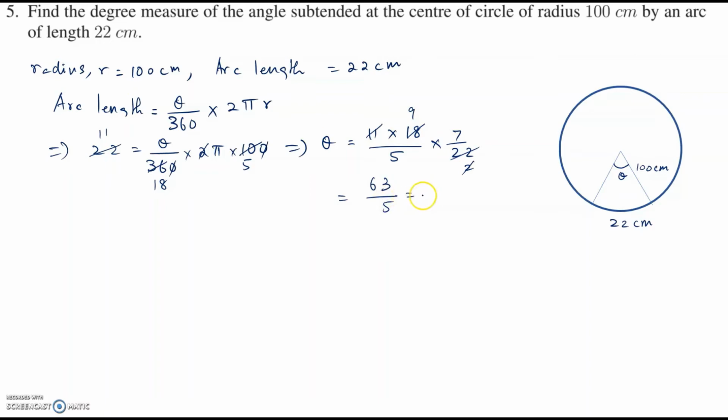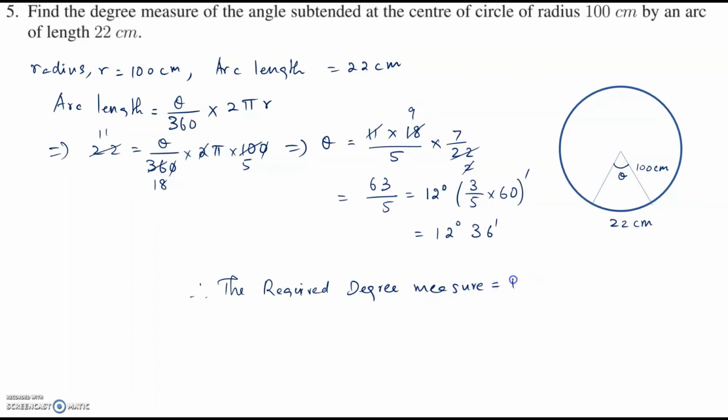Which is nothing but 12 degrees. 60 divided by 5 will be 12. Then you're left with 3 by 5. So if we write the 3 by 5 as minutes, then you need to multiply it with 60 minutes. So that would be equal to 12 degrees, and simplifying this, you get 36 minutes. Therefore, the required degree measure is equal to 12 degrees and 36 minutes.